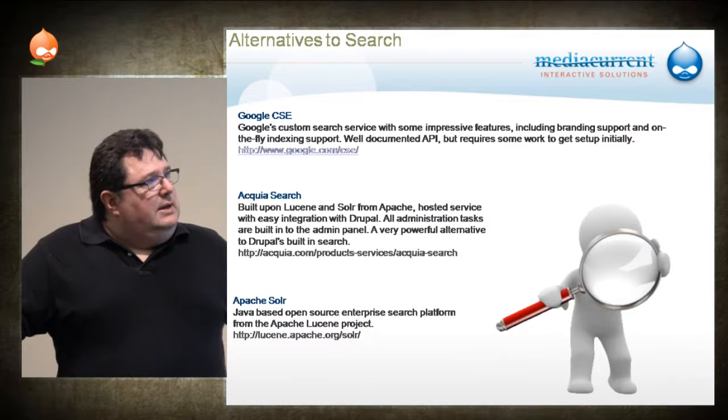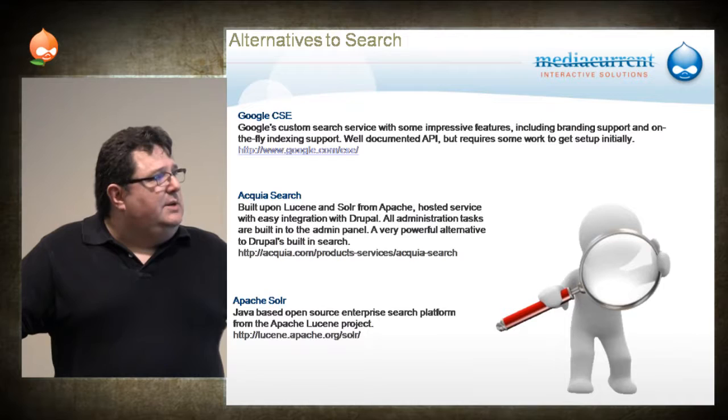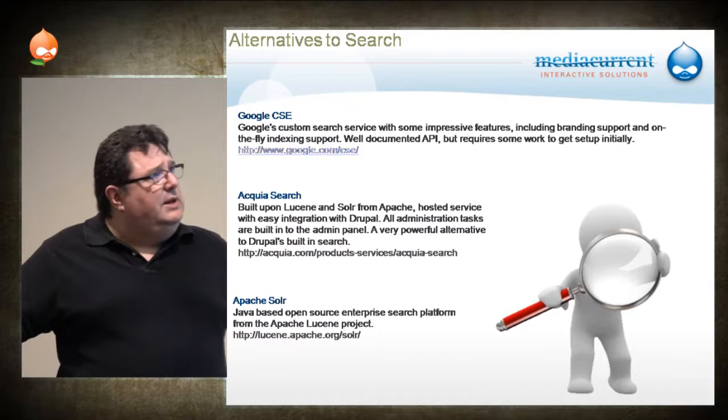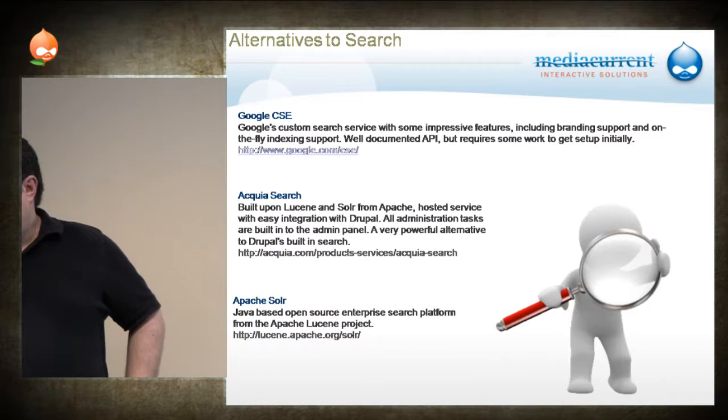The other one to look at is Apache Solr. It's an Apache product. It's basically a Tomcat type application. It's an online search engine. There are modules out there to integrate it, and it's another good one to include. But if you are looking at it, I would recommend looking at Acquia.